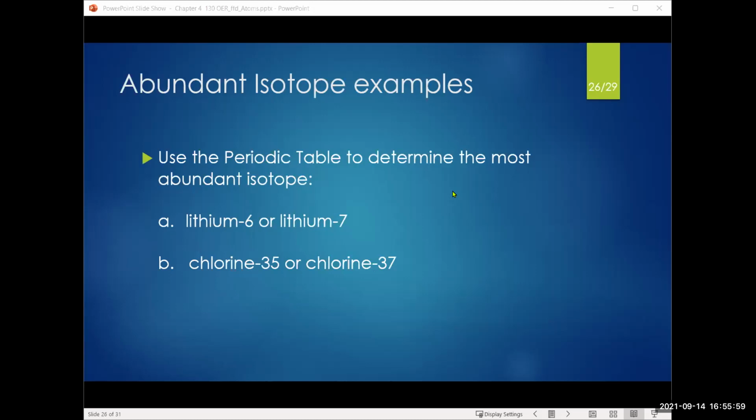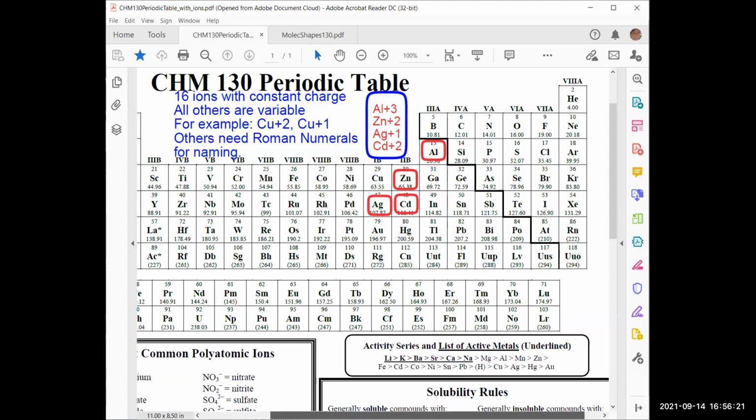Now, using the periodic table, which one do you think is the most abundant isotope here? Lithium-7 or lithium-6? Is it lithium-7? Well, let's verify. Let's go to the periodic table.